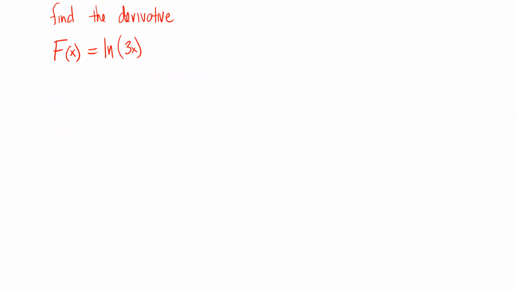Okay, what about this? We have capital F of x is natural log of 3x. You're going to need the derivative of natural log of x, and you're going to need the chain rule. The derivative of natural log of something is 1 over that something, or 1 over the input. Our input is 3x, which has a rate of change of 3. Or you could say we use the chain rule. That simplifies to be 1 over x.